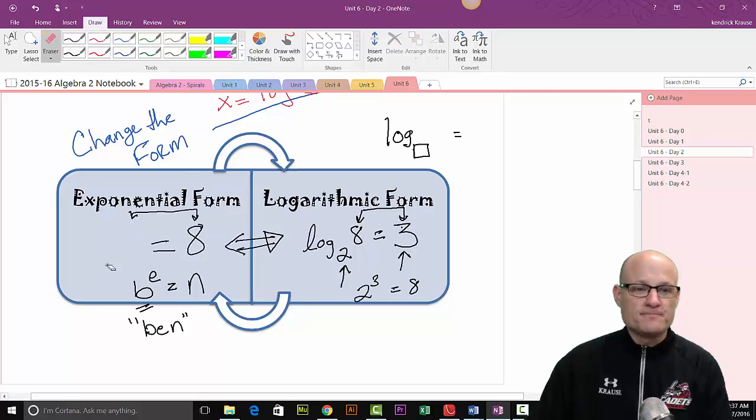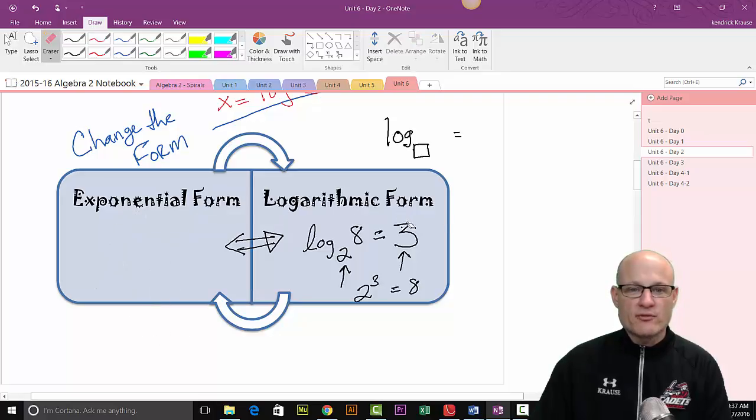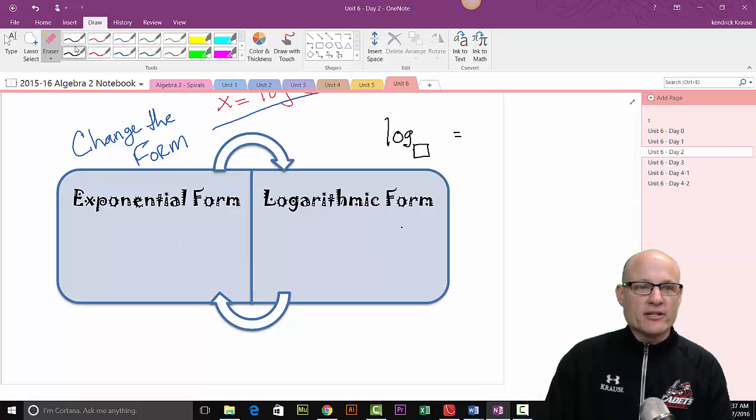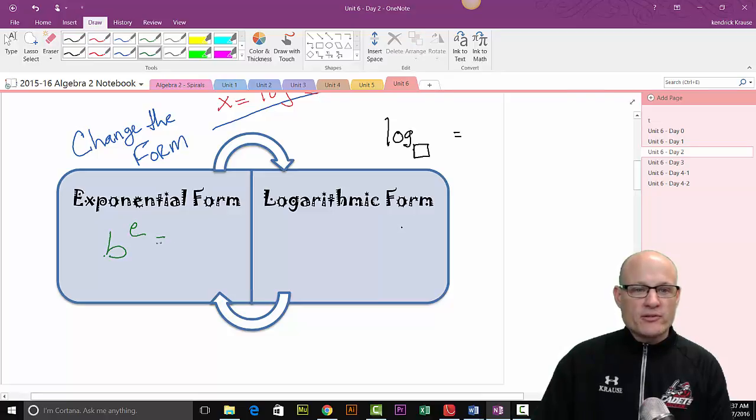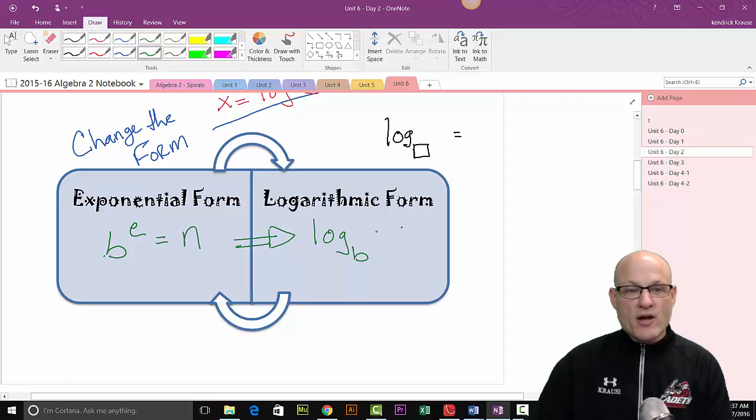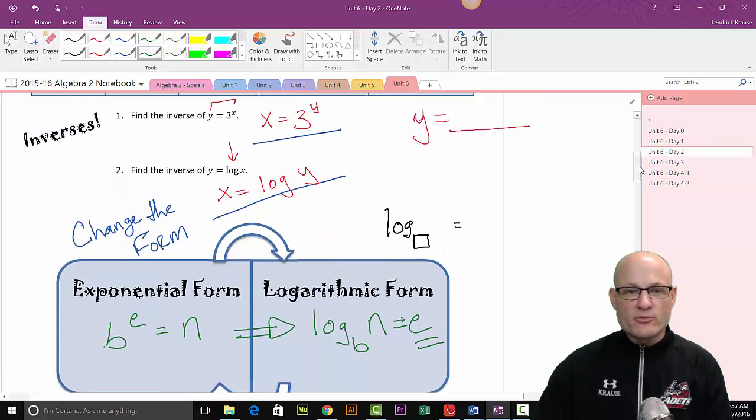So in general, what we have here is base to an exponent is equal to n, transforming to log. Don't change the base, that stays the base, but the other two things switch locations. Log base b of n is equal to the exponent. And that's how we'd go through and solve this one right here.